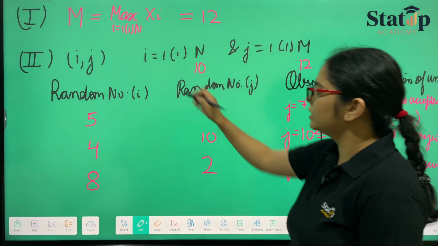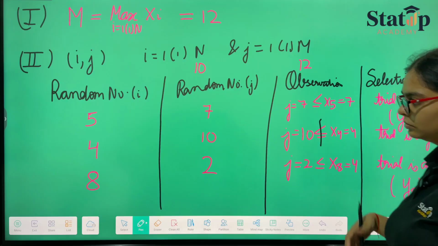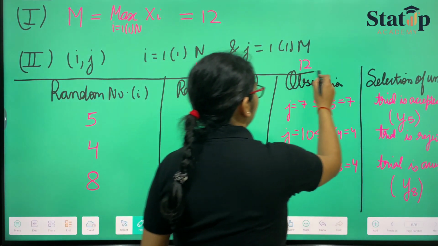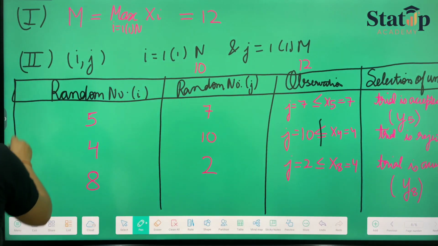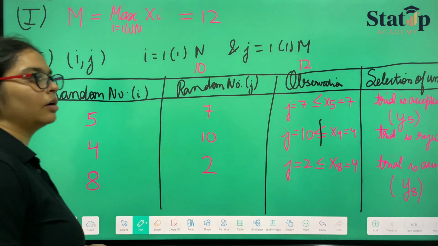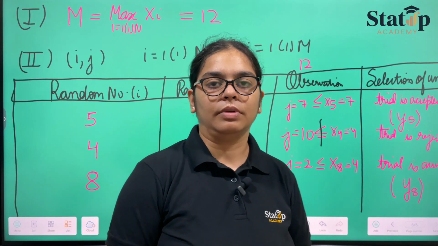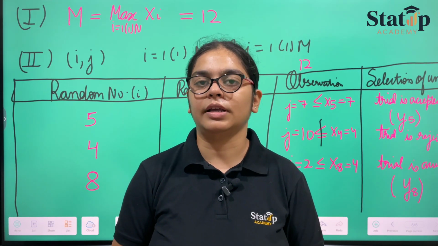So with this method you can find out any number of samples by selection of units, which is known as Lahiri's method. So this was Lahiri's method, and this completes probability proportional to size with replacement. Now we'll move on to probability proportional to size without replacement in the next lecture.